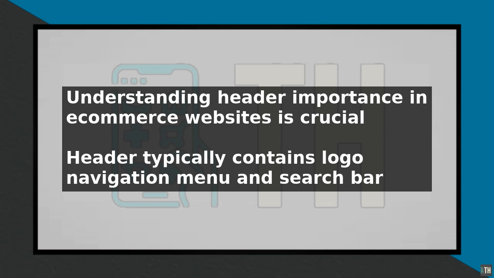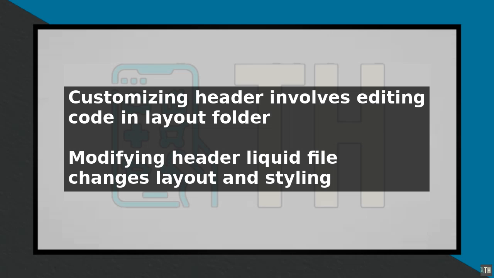To customize the header in Shopify Refresher theme, go to the Online Store section in your Shopify admin panel and click on Themes. Click on the Actions drop-down menu and select Edit Code. In the code editor, navigate to the Layout folder and open the header liquid file.